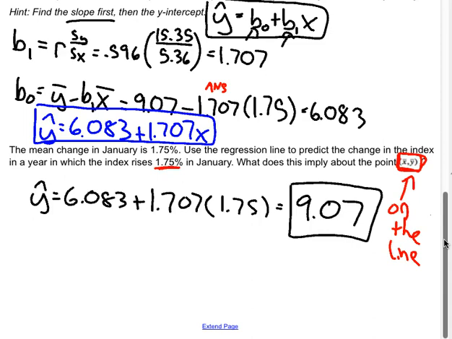Okay? And again, that's just a cool tidbit. Sometimes it shows up in multiple choice, so it's a good thing to maybe know. But again, it's just an interesting consequence of how this formula is made that those means always land perfectly on that least squares regression line.